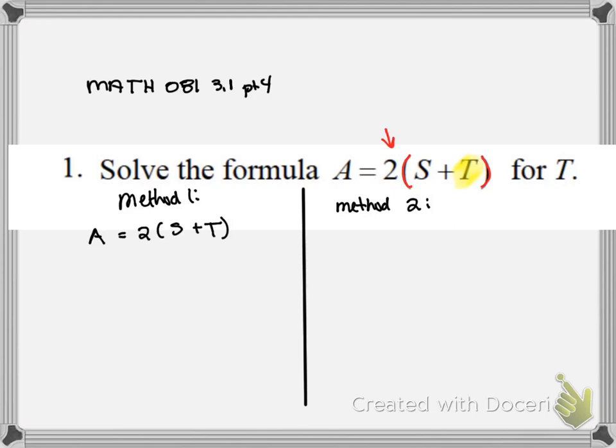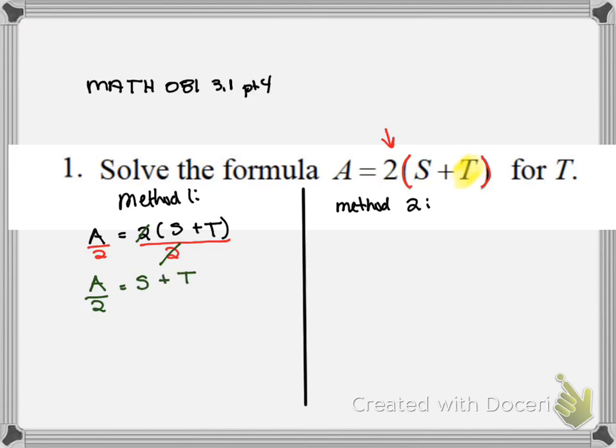but one way to think about this and to proceed is to divide both sides by 2. And hopefully you can see that when we do that, these 2's go away, so we have A over 2 is equal to S plus T.